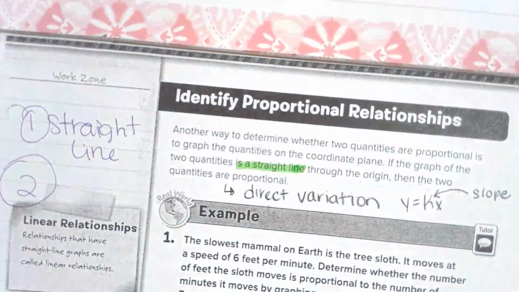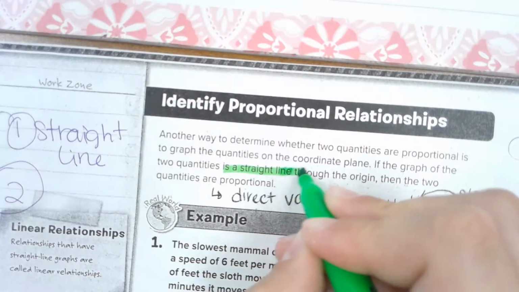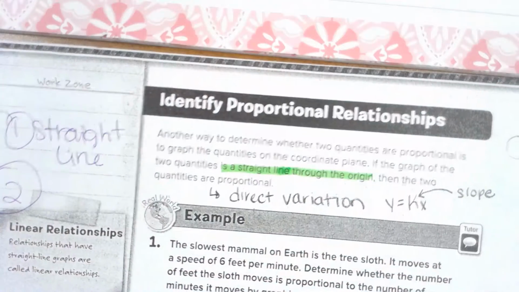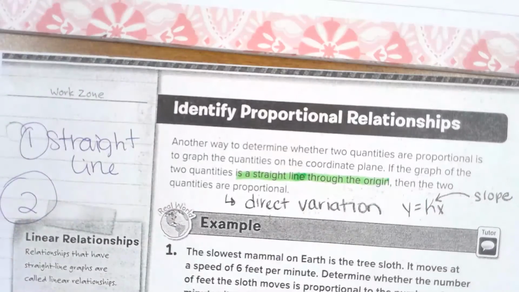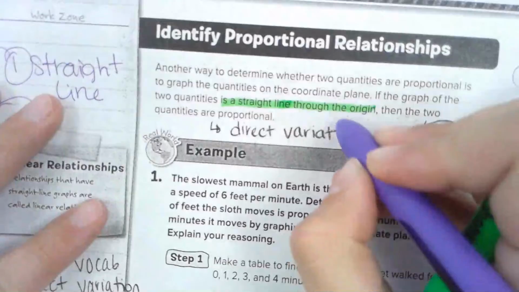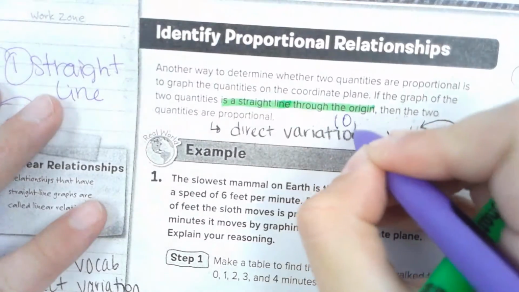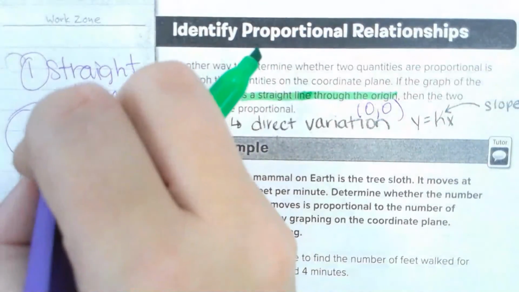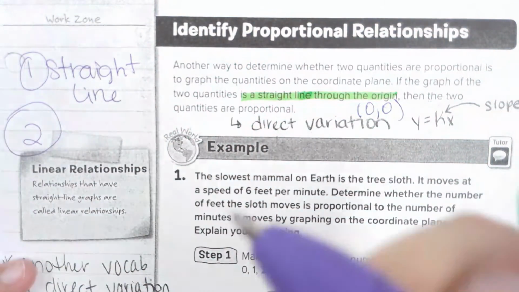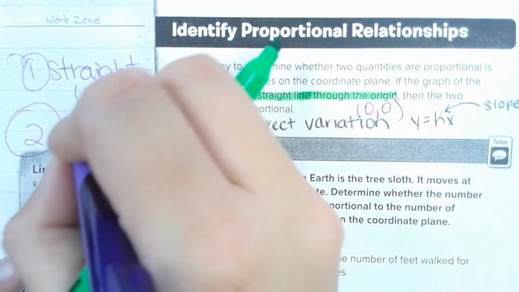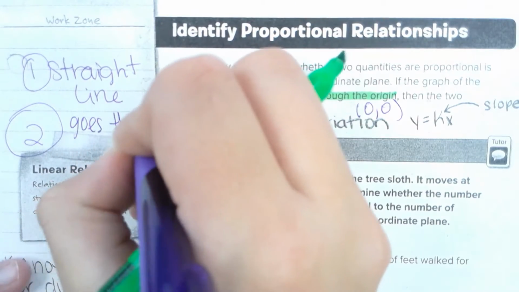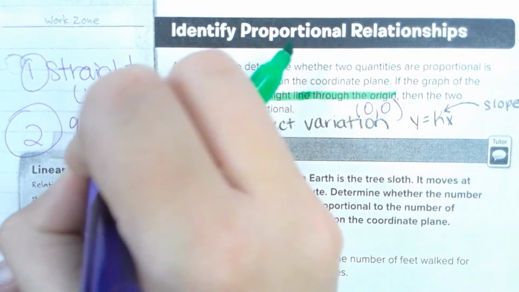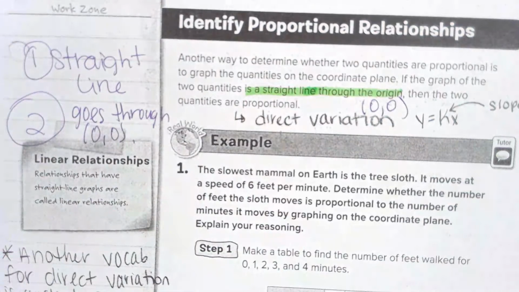The second requirement is that it must go through the origin. So remember, guys, when we talk about the origin, we are talking about the point 0, 0. So it has to go through that point 0, 0. So if you have a straight line and it goes through the origin, so it goes through 0, 0, that means that you have a proportional graph.